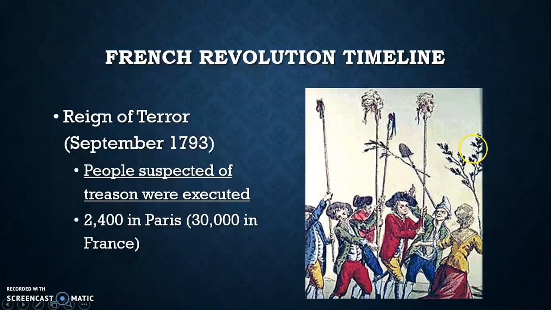They would cut their heads off and they would display them on pikes to spread terror throughout the country, and much of the nobility of France had to flee. If not, they would be caught and killed. 2,400 people in Paris were killed alone. In France, over 30,000 overall.